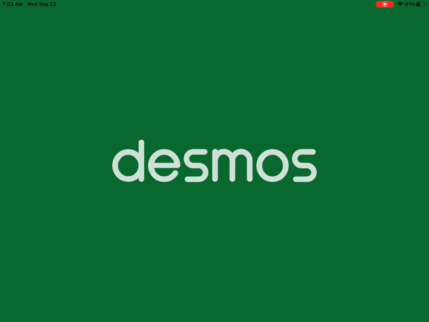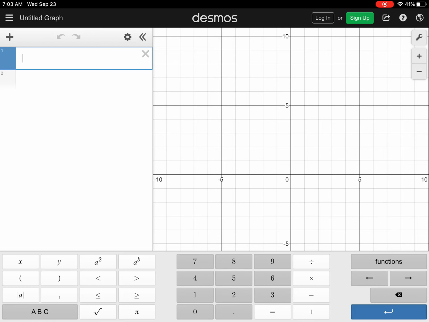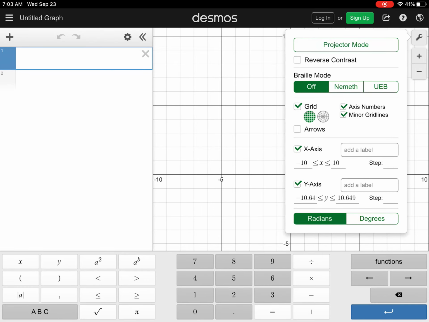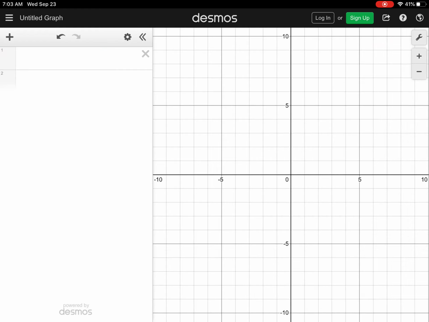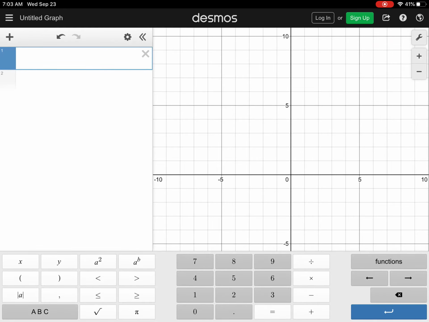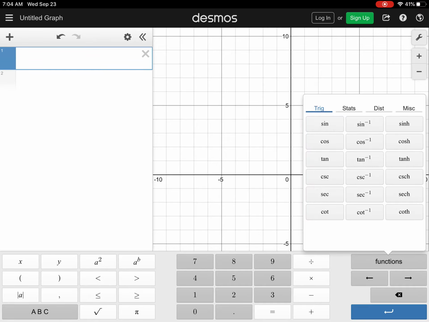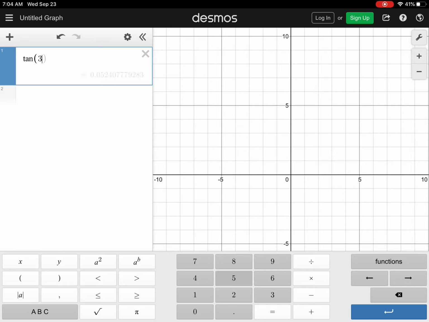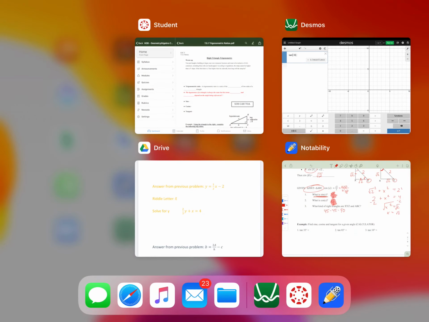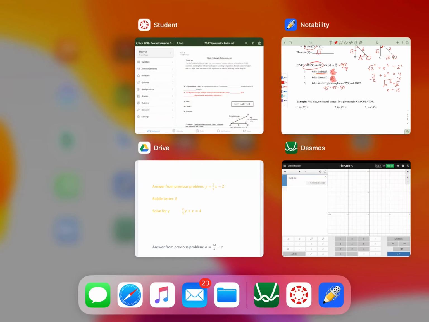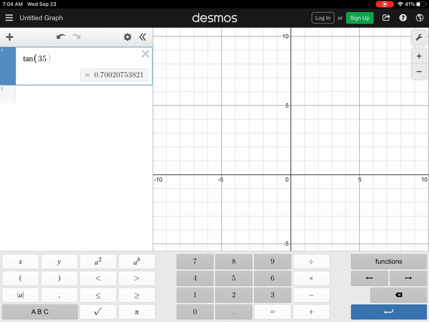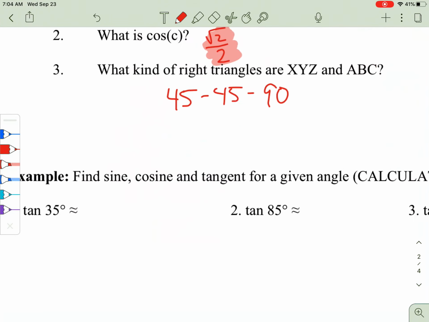If you are using Desmos, the only thing that you have to do is make sure that it is in degrees and not radians. So we're going to go up in settings, and right down here on the bottom it says degrees or radians. We're going to change that to degrees, and then we're going to plug in our function by hitting the functions in the top right here, and then you're going to look up and say tangent of 35. I think that was it, right? Yeah, tangent of 35, and the answer was 0.7.